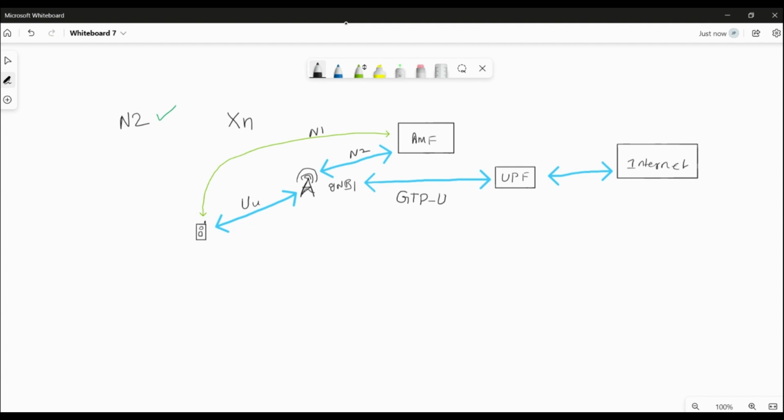If something like this appears in any of our discussions, it generally means user plane. If we have -C, we call it control plane. And GTP means G for GPRS, T for tunneling, protocol.